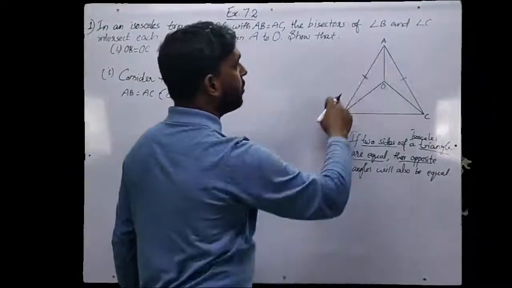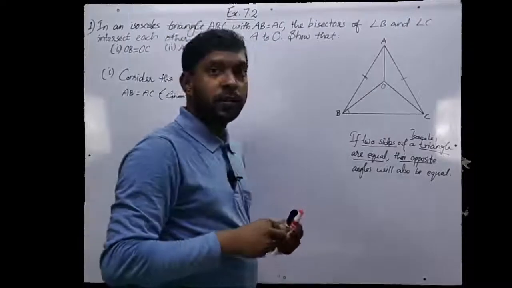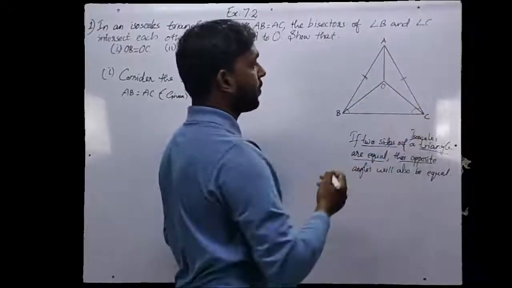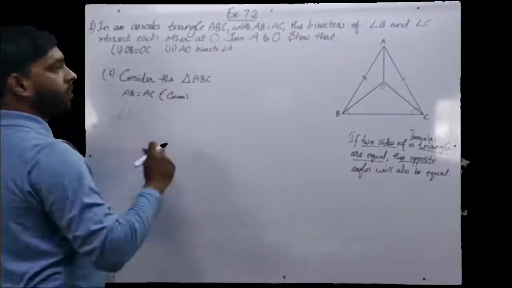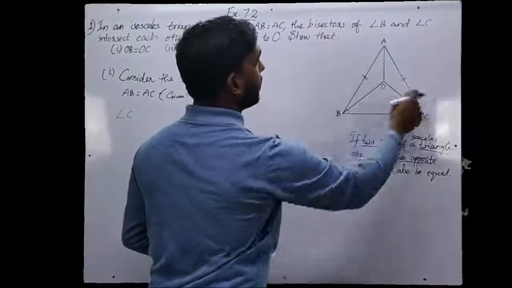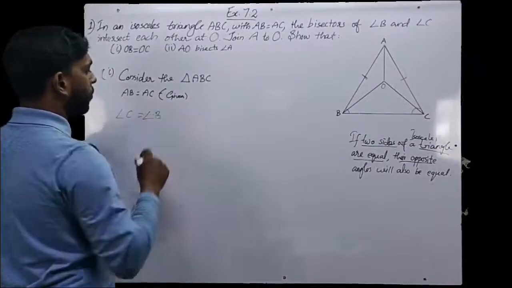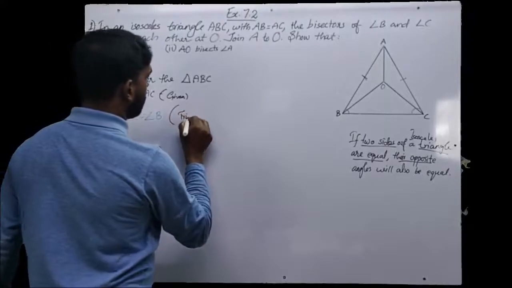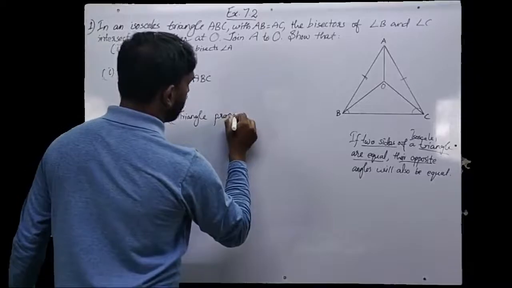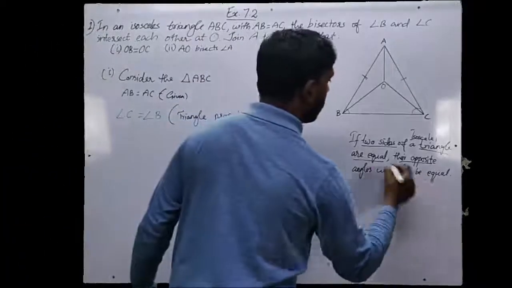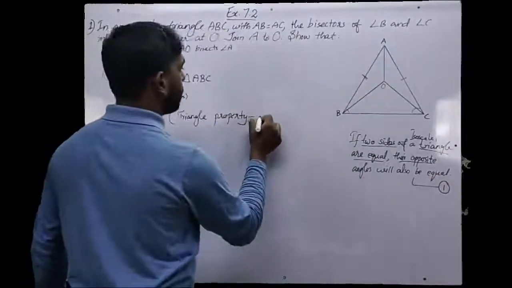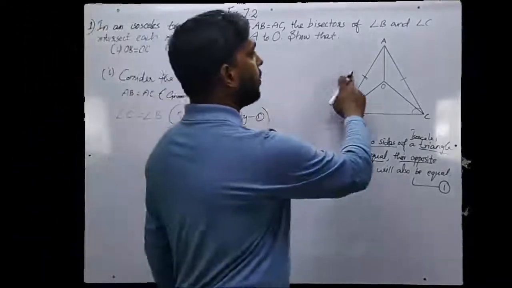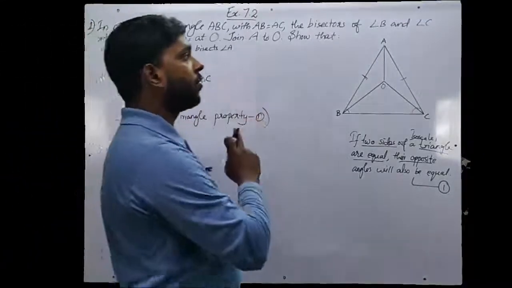It says the two sides AB and AC are equal. If these two sides are equal, their opposite angles are equal. The opposite angle of AB is C, and the opposite angle of AC is B. So angle C is equal to angle B. Why are they equal? Because of the triangle property. Let's give an equation number here. According to that property, angle C is equal to angle B, because the two sides of an isosceles triangle are equal, so their opposite angles will be equal.